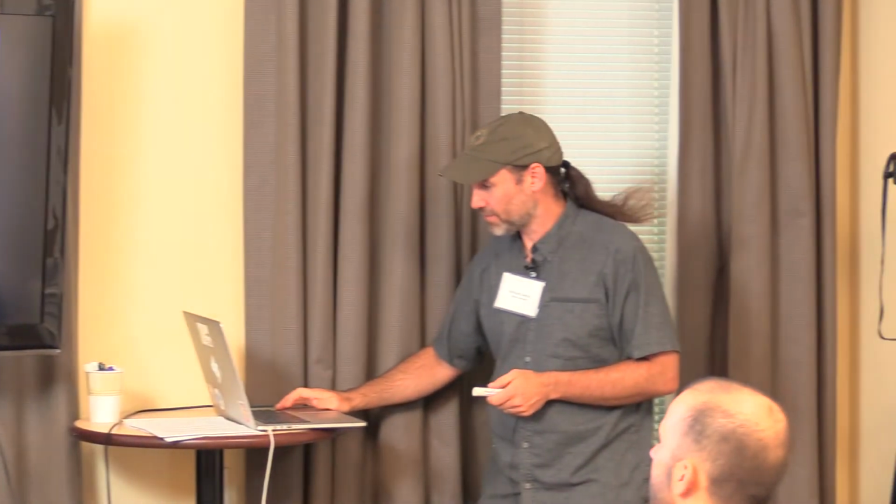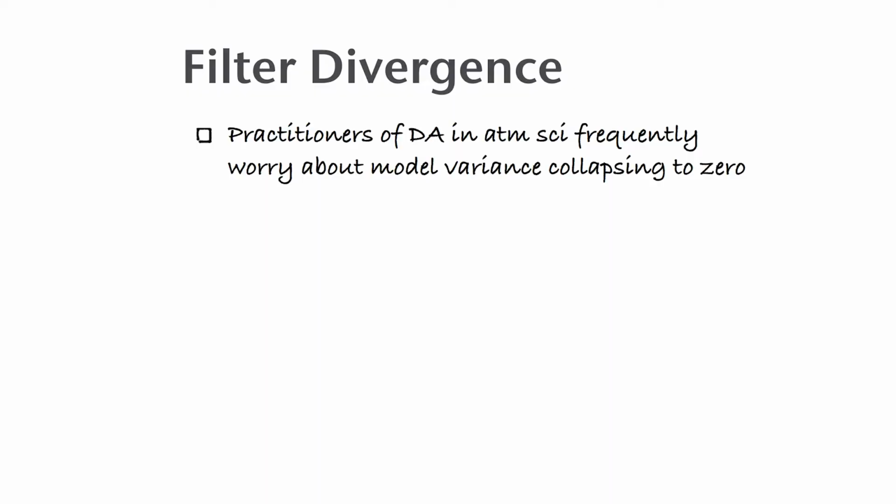So this filter divergence, I will say, the folks that I know that do data assimilation for atmospheric scientists spend a lot of time worrying about filter divergence, this idea of a model variance collapsing to 0 or some small amount whereby it ignores the data.